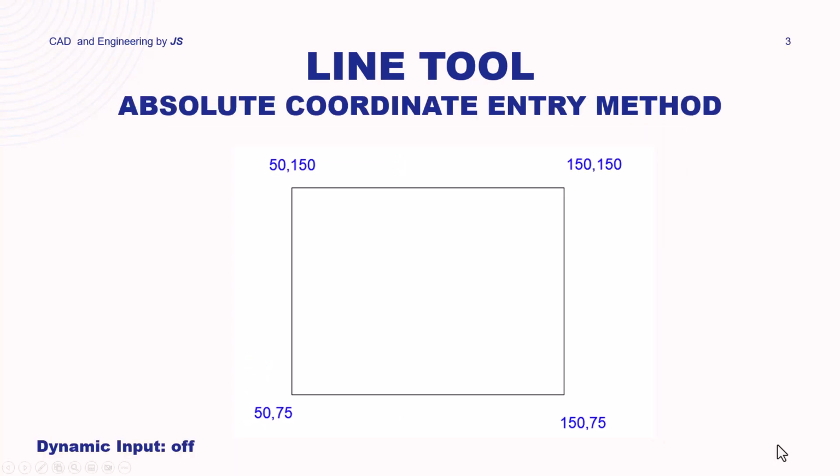In AutoCAD, there are 4 methods of inputting location. The first one is using absolute coordinates, the second one is relative coordinates, the third is relative polar coordinates, and the fourth one is direct distance. We're going to start with the first one, the absolute coordinate entry method, and we're going to draw the rectangle shown on the screen. We're going to open AutoCAD, start a new drawing using the ISO template, and draw this rectangle using absolute coordinates. Let's start the program now.